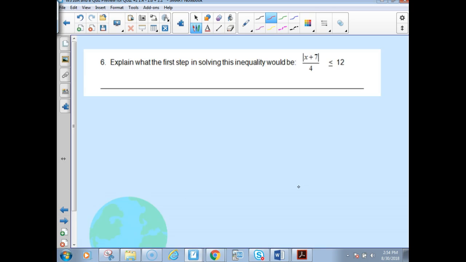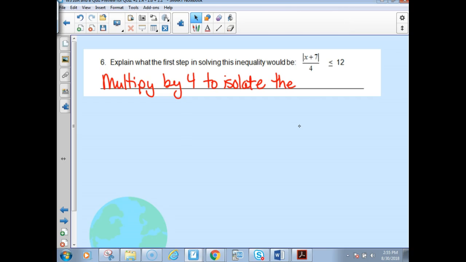All right, number 6, explain the first step in solving this inequality. You need to multiply by 4 to isolate the absolute value. And you can abbreviate absolute value ABS. That's actually how it is on your calculator catalog.